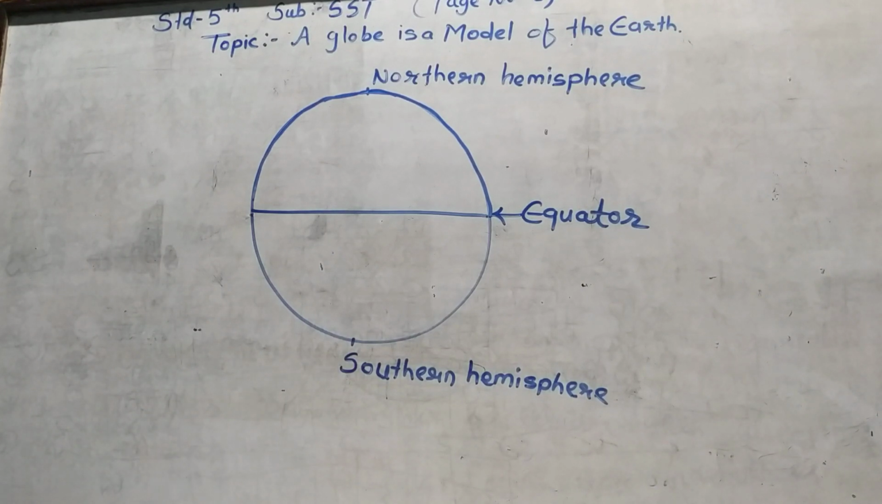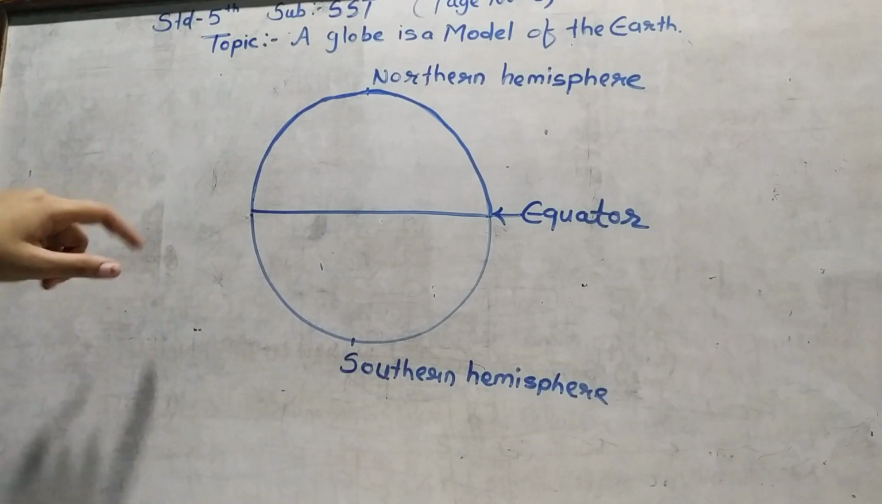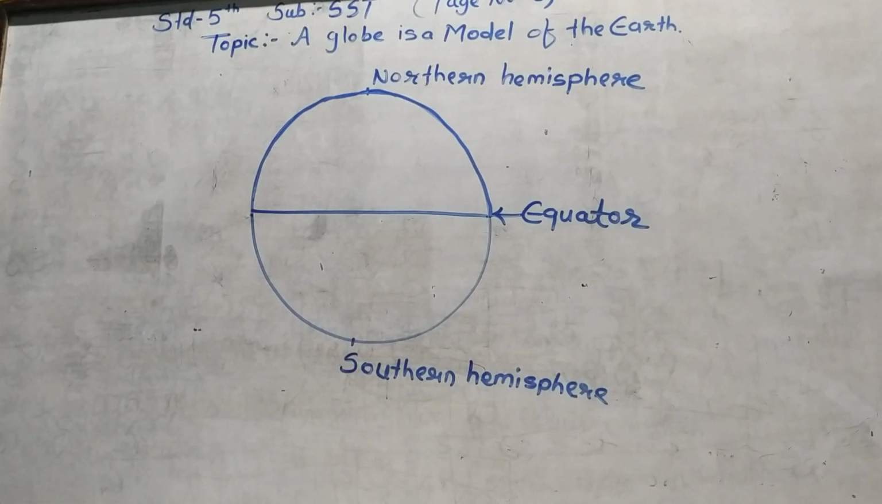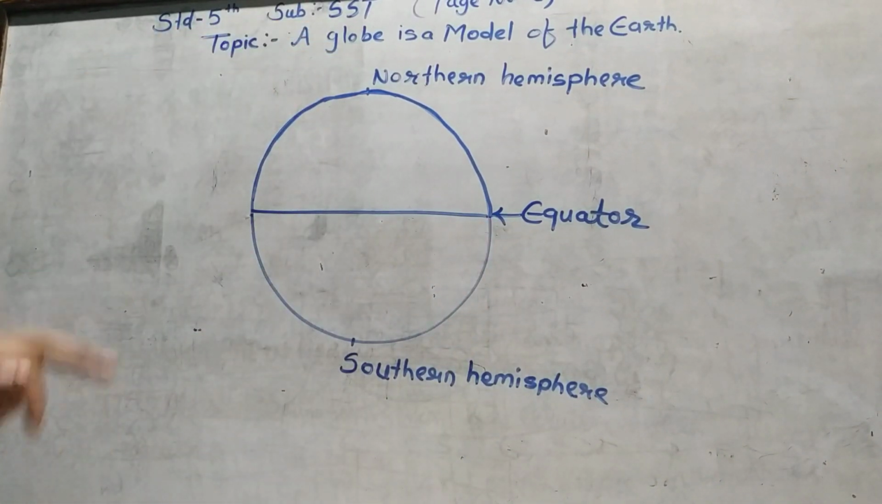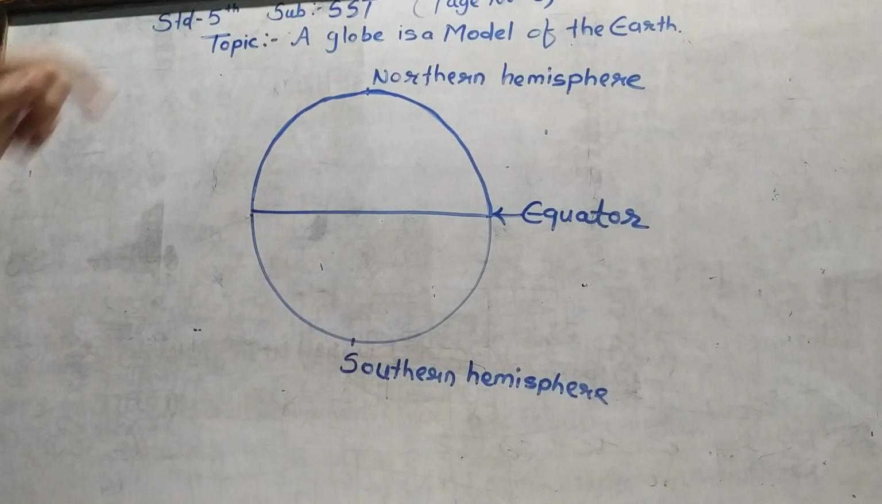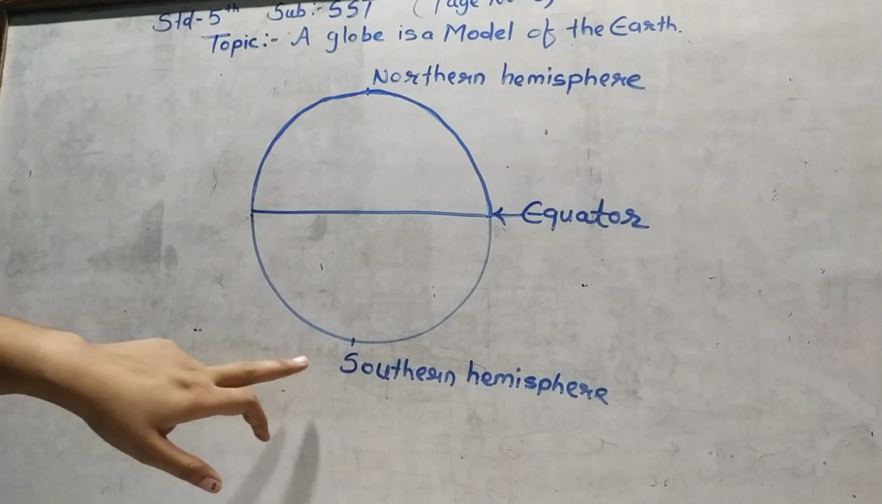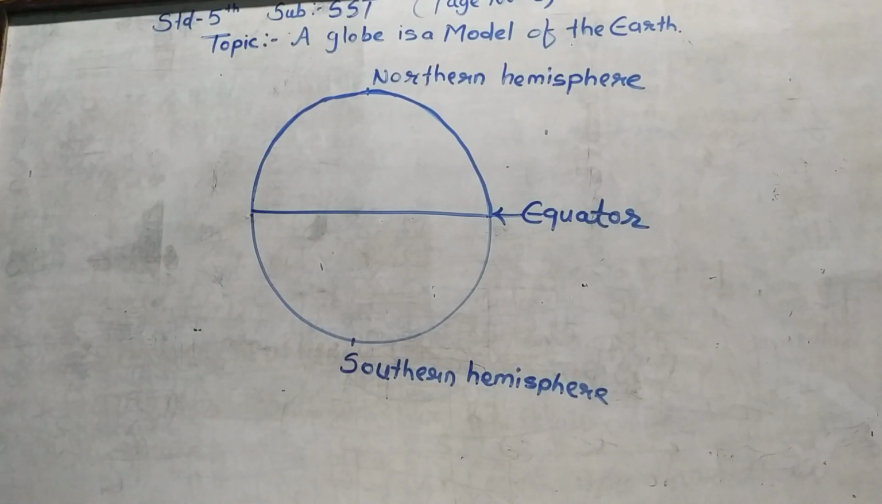Now on the globe, the earth is divided into two equal parts. In this image you can see, with the help of the equator, right? This is the equator. With the help of this line, the earth is divided into two equal parts. The upper part is called the northern hemisphere and the lower part is known as the southern hemisphere.